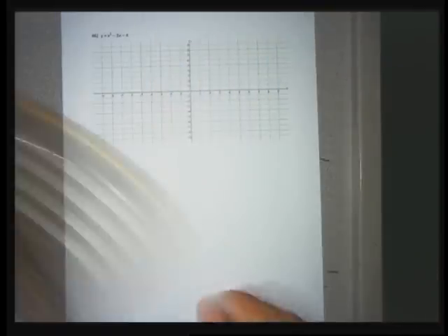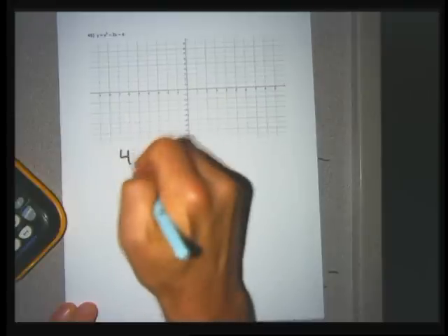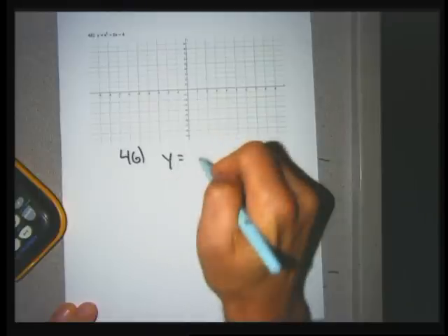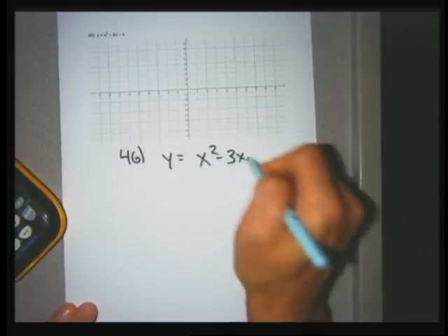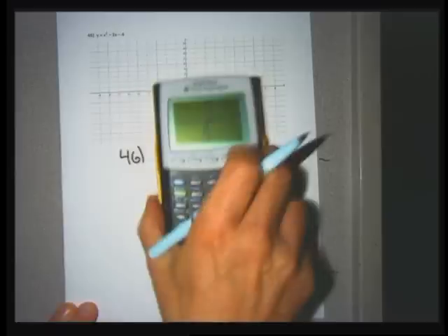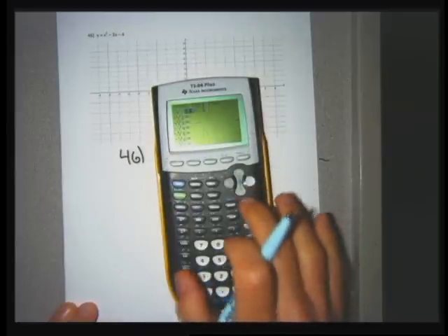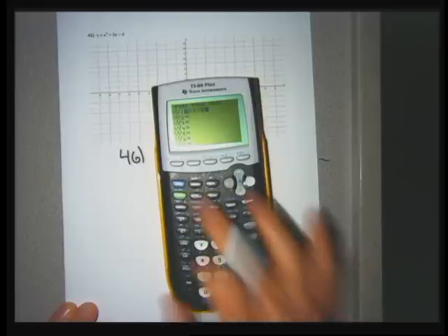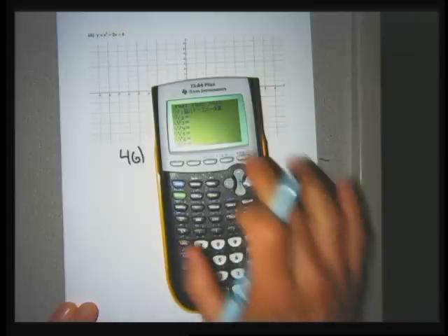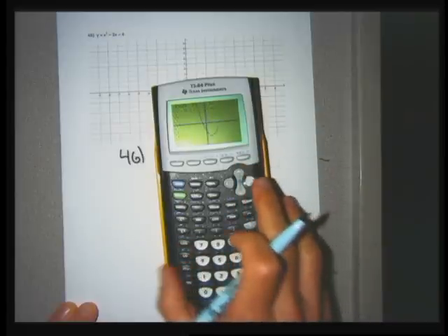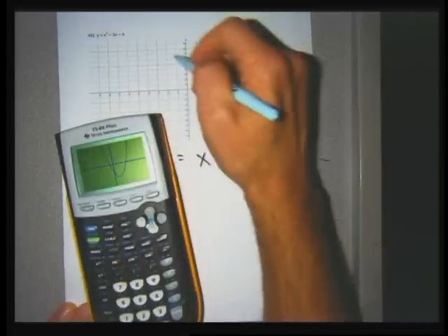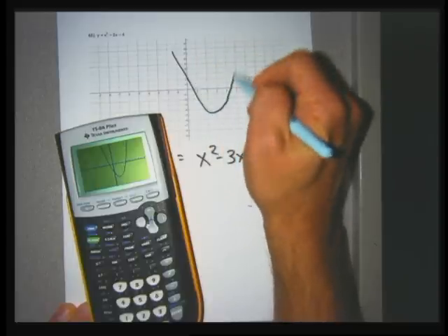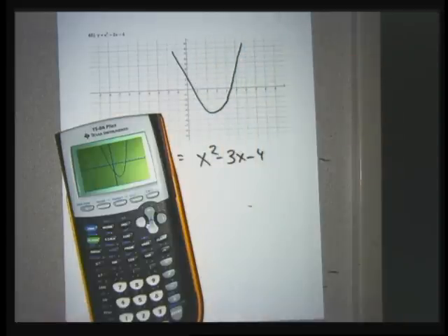For 46, I can't read it here, so let me write it bigger just in case you can't see that. 46, you get y equals x squared minus 3x minus 4. I can graph that just how it sits. So y equals x squared minus 3x minus 4. Graphed, lovely parabola. Something like this. Again, I'm not looking for super accuracy here. That's a reasonable representation of what my calculator gave me.